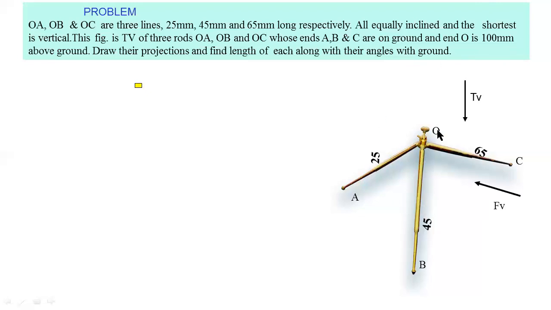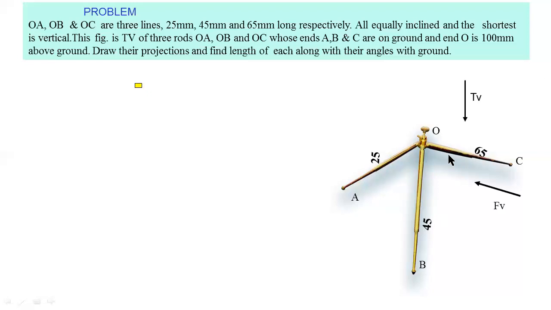And the height of the point O from the ground is 100 mm. The height of the point O from the ground is given, that is above the horizontal plane, 100 mm. For point A, point B, point C, the height above the horizontal plane is equal to 0 because these three are on the ground. That's why these three points A, B, C lie on HP, and this point O is 100 mm above the HP. So in this problem, we have to draw the projections of these three lines, and you have to find the length of each rod.